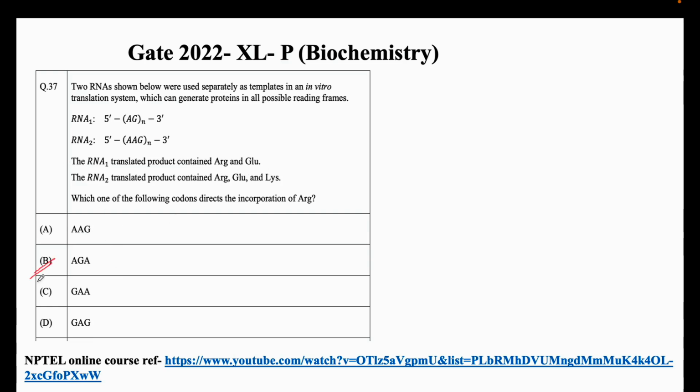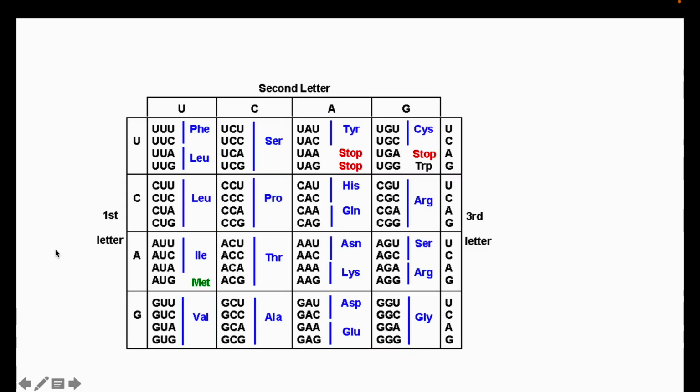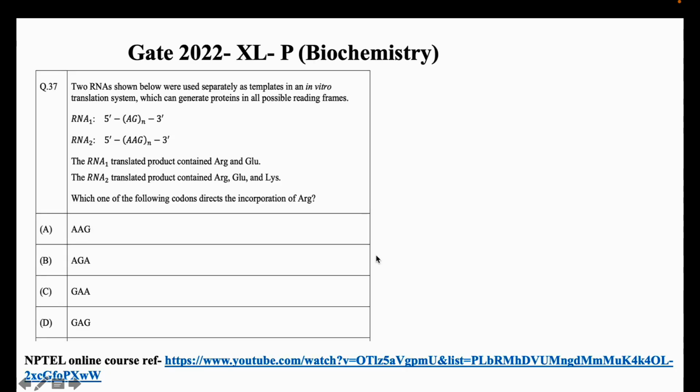So the correct answer is B, right? The correct answer is B. And if you look at the amino acid, arginine is coded by 6 different codons. So AGA also codes for arginine. Okay, so the correct answer is B, AGA.